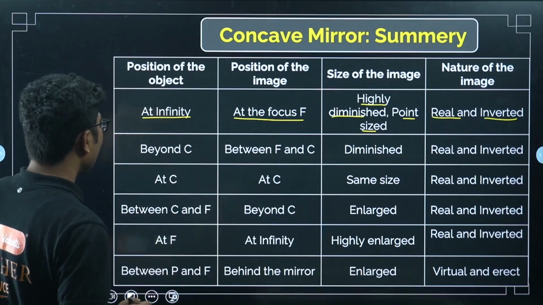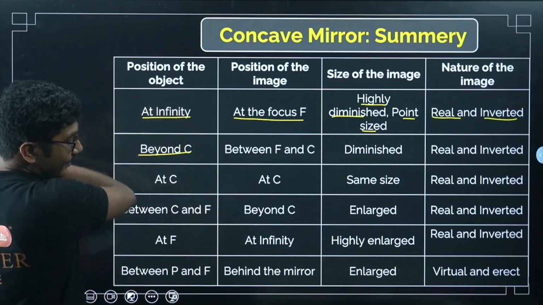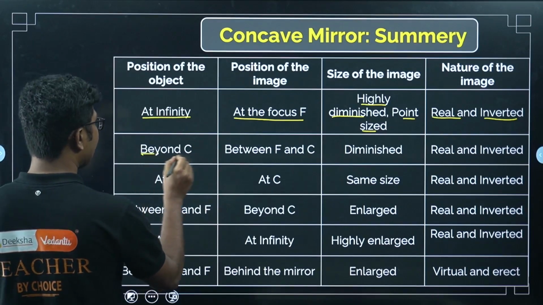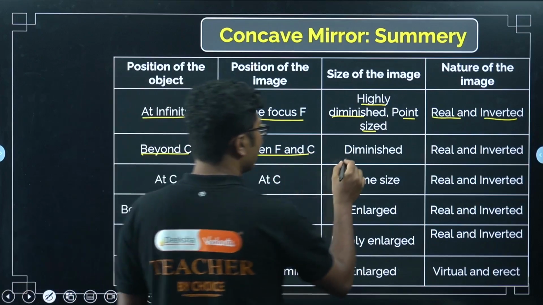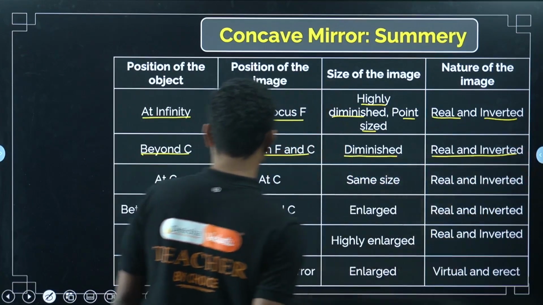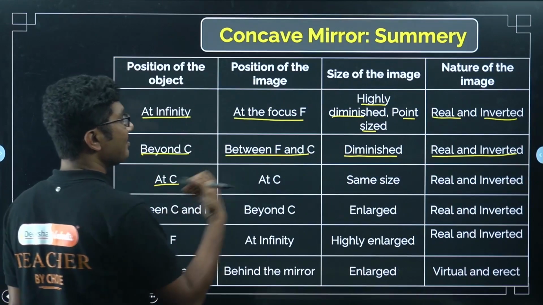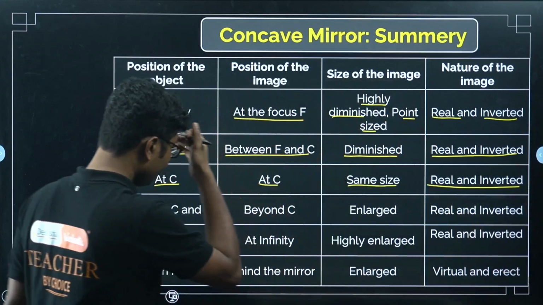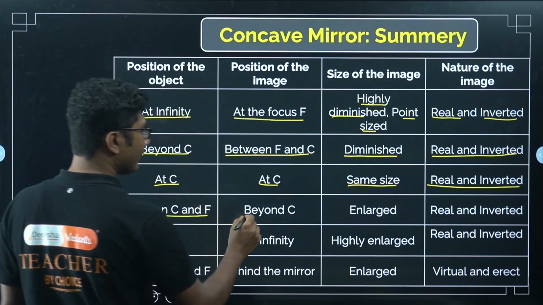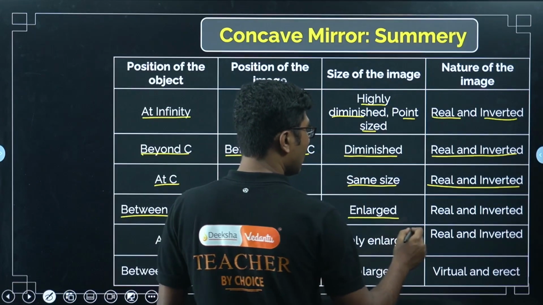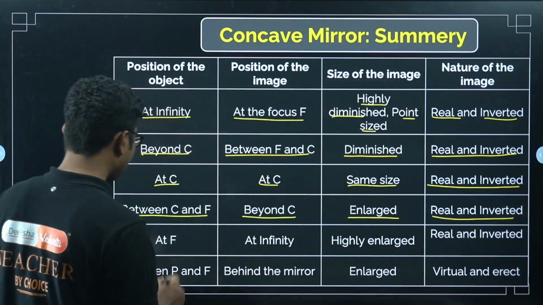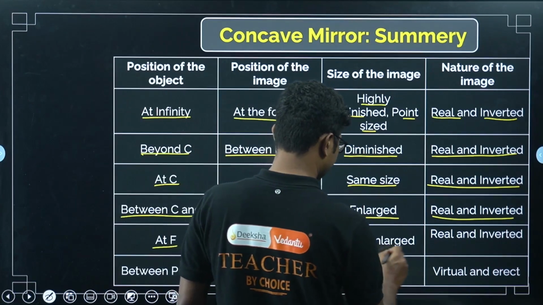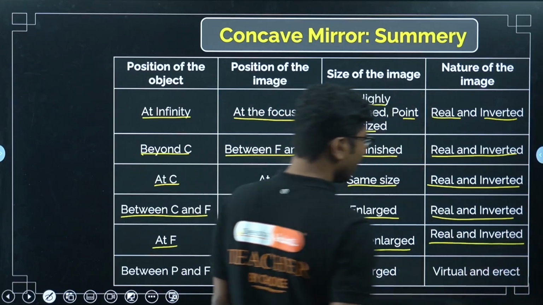There are different ways. Now similarly, if the object is beyond C, that is between infinity and C, what will happen? The image will be between C and F, diminished, real and inverted. When the object is at C, the image will be at C, obviously same size, real and inverted. Between C and F, the image will be beyond C, enlarged, real and inverted. At F, the image will be at infinity, very less used, highly enlarged, real and inverted.